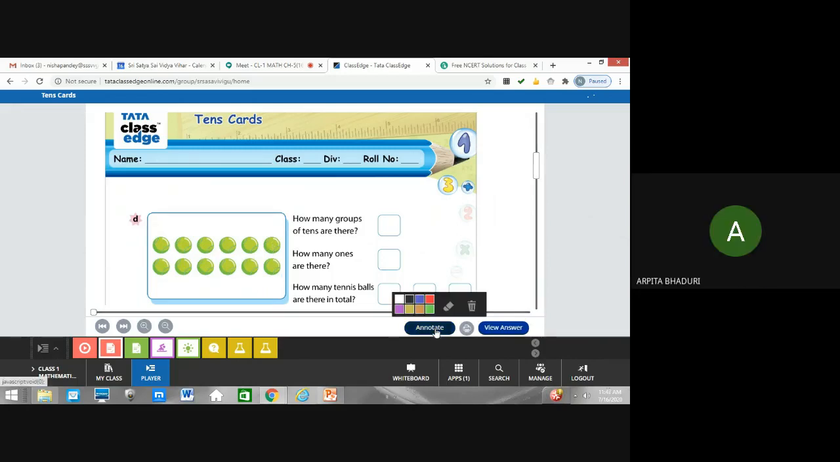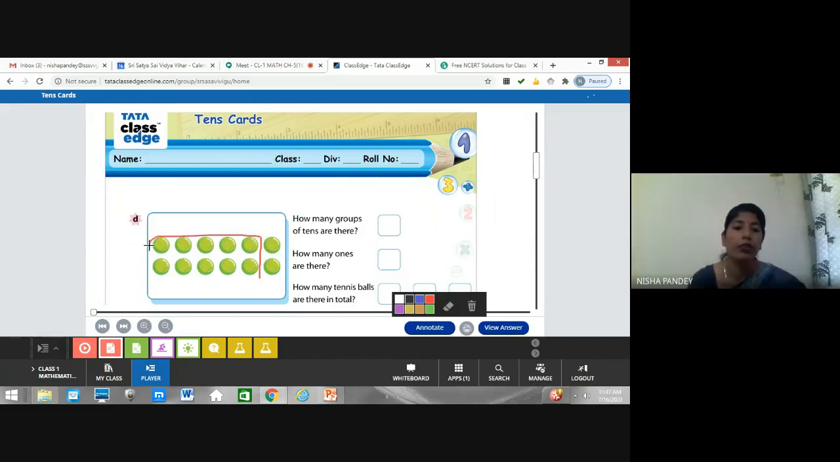So how many groups, how many bundles can we form here? Ma'am, one bundle of 10 and two loose balls. Very good. So we'll make one bundle of 10 like this. It's a bundle of 10. 10 balls are inside. And two loose ones, right? So we are going to write here how many groups of tens are there. Can you tell me how many groups of tens are here? Ma'am, one group, right?